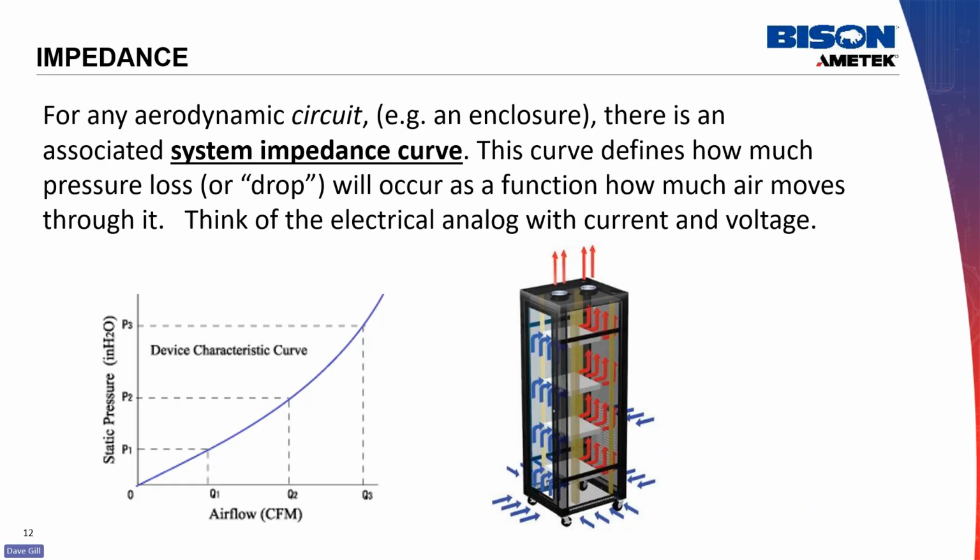As the toothpaste example showed, for a given tube opening or impedance, there will be a curve showing how much pressure on the y-axis is needed to squeeze out a given flow of toothpaste on the x-axis. This is called a system impedance curve. This curve defines how much pressure loss or drop will occur as a function of how much air moves through it. Think of an electrical analog with current and voltage and impedance being resistance. So if you think about that relationship.